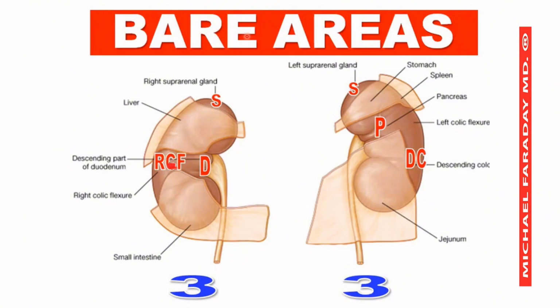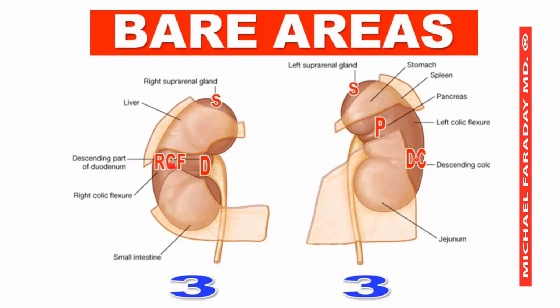So we'll start with the left kidney. Okay, so for the left kidney, the left suprarenal gland, that part has no peritoneal covering. Then we have the body of the pancreas. That aspect or that part has no peritoneal covering. Then we come to the descending colon. It has no peritoneal covering. So three of them: left suprarenal gland, body of the pancreas, descending colon. For the left, it has no peritoneal covering.